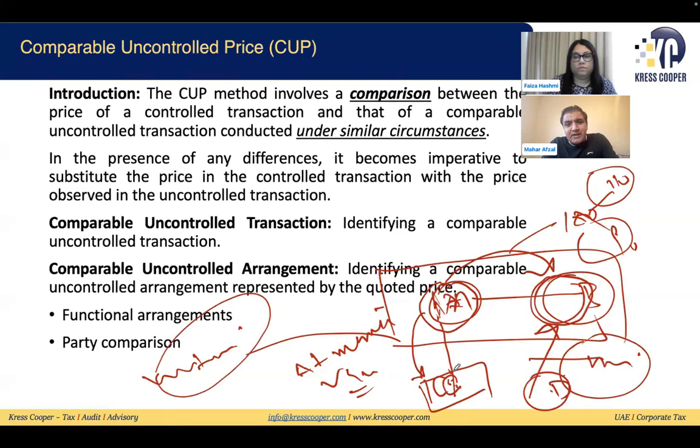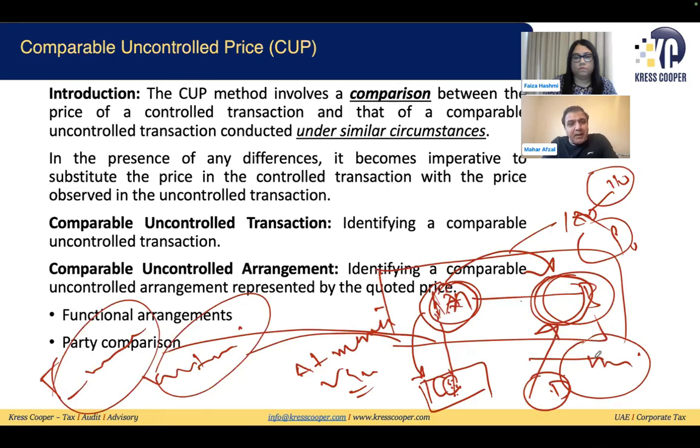In other words, if D is supplying goods to B, whatever price D has charged to B, because both are not related parties, A would have charged the same price to B as well under similar circumstances. If we are comparing the price A has charged to C with the price A has charged to B, this is called my internal comparable. Whatever price D has charged to B, this is called my external comparable.